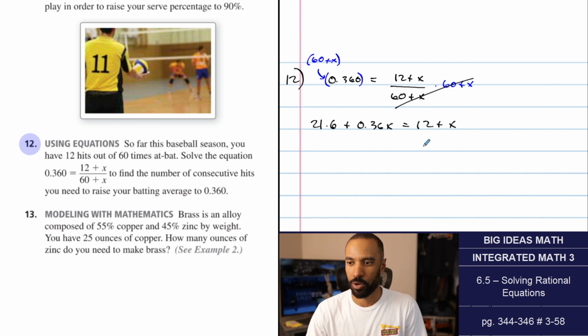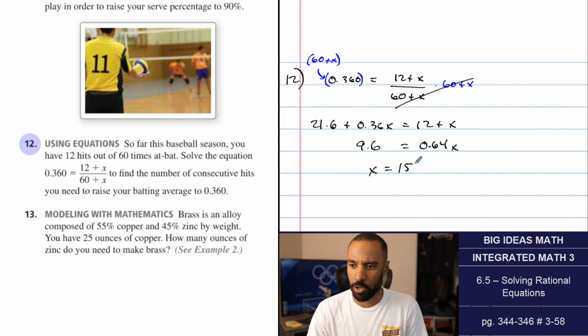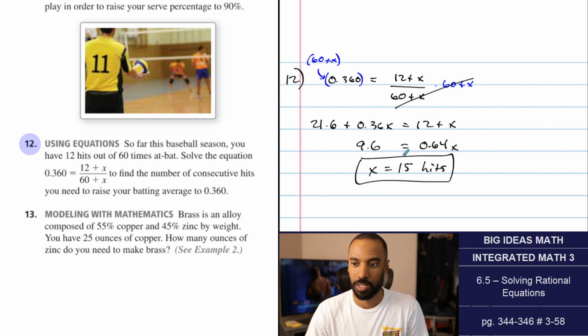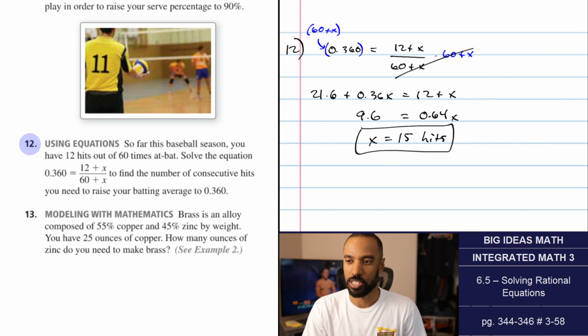If I subtract 0.36x from both sides, I get 0.64x, and here I get 9.6. I divide both sides by 0.64, and you get x equals 15. Really? I thought that would have been a lot. Well, I guess you're really early in the season. So 15 more hits. Now, 15 out of 15, given that you've been hitting .200, is quite far-fetched for you to get, but 15 consecutive hits gets you there.